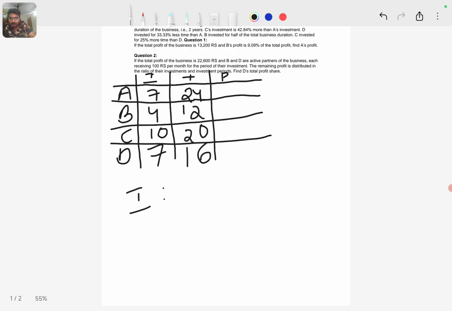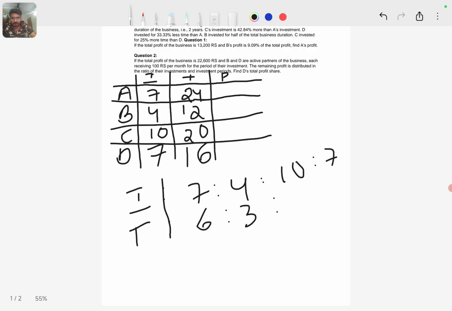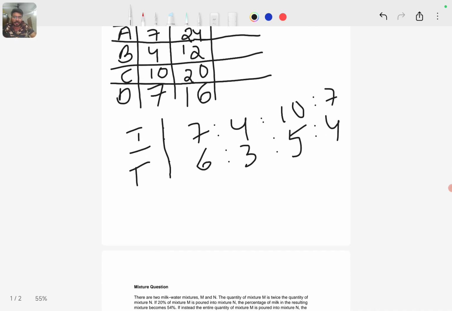Investment ratio is 7:4:10:7. So let me take the ratio of time also. Here 24, 12, 20, 16. I can see that the 4 table will cancel all these values: 4 sixes are 24, 4 threes are 12, 4 fives are 20, 4 fours are 16. So this is the investment into time data.